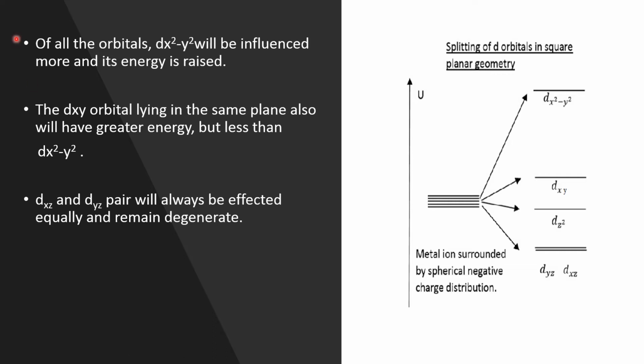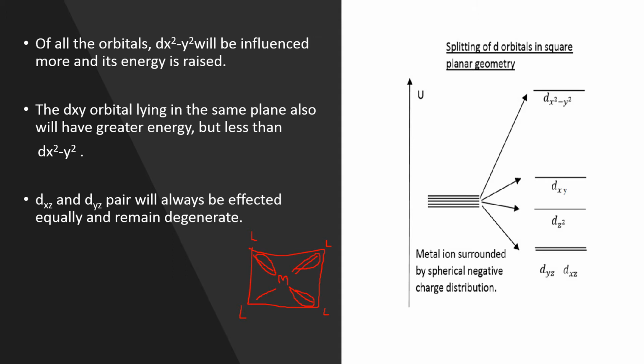So if you imagine a square plane like this with a central metal atom and four ligands approaching the metal atom, initially they experience a spherical negative charge distribution. As the ligands approach nearer and nearer to the central metal atom, the d orbitals which are present in the xy plane will experience more repulsion. So they get destabilized by increasing energy.